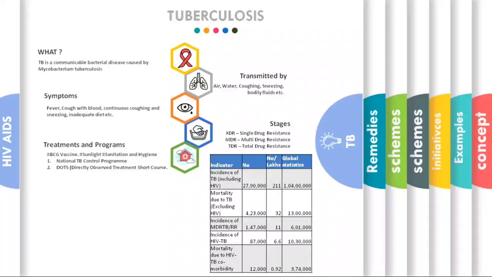Next, we have some data related to India as well as the world. Incidence of TB including HIV: 27,90,000 persons are TB positive in the country. Numbers per lakh, 211 persons per lakh population in India have TB. Globally, 1 crore 4 lakh people are suffering from TB. Mortality due to tuberculosis is 4,23,000 in the country. Incidence of multi-drug resistance TB is 1,47,000. Incidence of HIV and TB both is 87,000. Mortality due to HIV TB comorbidity, meaning deaths due to both, is 12,000 in the country. So there are various such indicators and data related to tuberculosis that we can study.